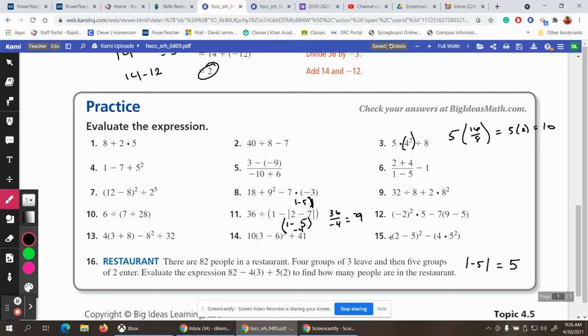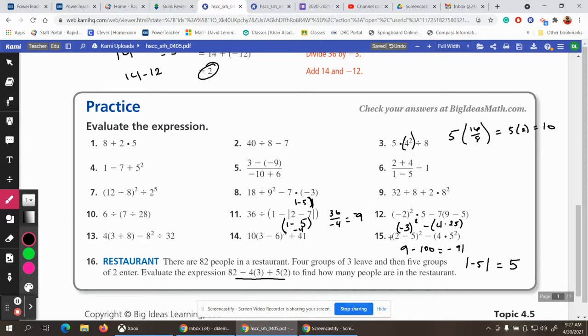When you have parentheses like this, first of all, this is saying that whatever is inside the parentheses will be squared. So this is a negative 3, and that will be squared. This is saying square the 5. So this would be 9 minus 4 times 25, which is 100, which is negative 91. And then for number 16, you're essentially doing the same thing. You're evaluating this expression here to find out how many people are in the restaurant.